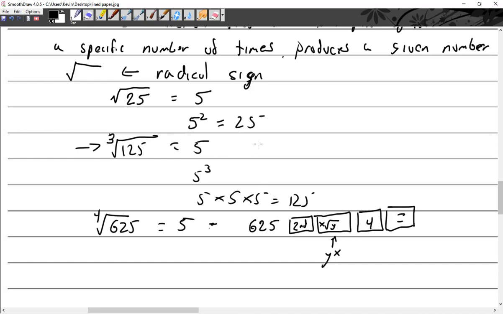This one right here would be 125. Second, 3 to the x, which is also the 0 key, equals. We good?